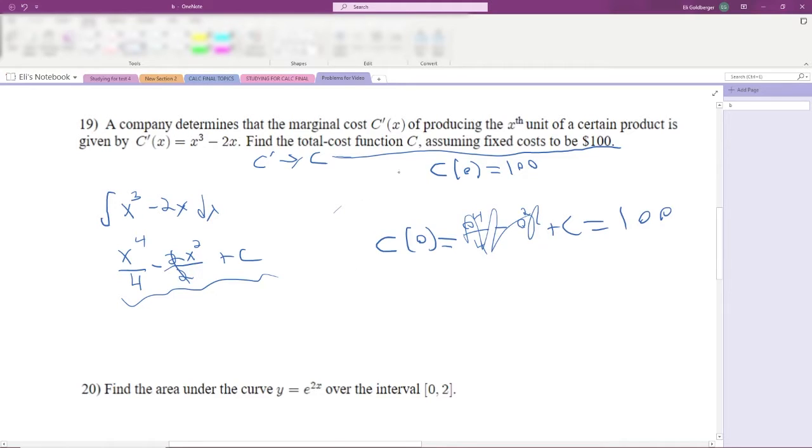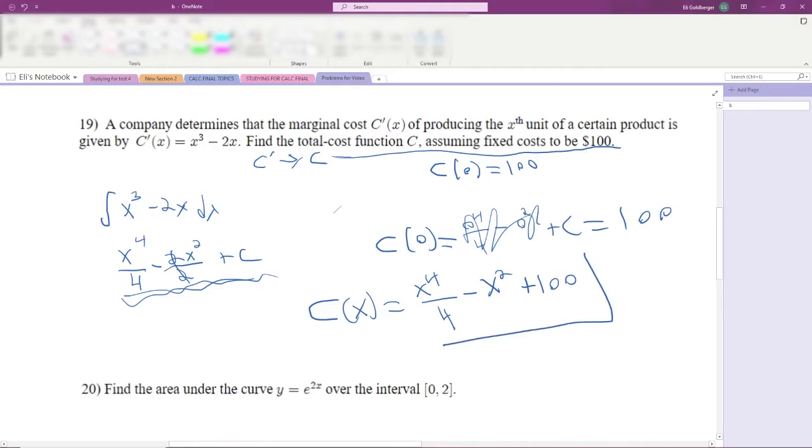And now, it's not asking us to find only c, it's asking us to find the total cost function of c. And so C of x will be basically this right here, but instead of c, it's going to be 100. So x to the 4th over 4 minus x squared plus 100. And that should be our answer.